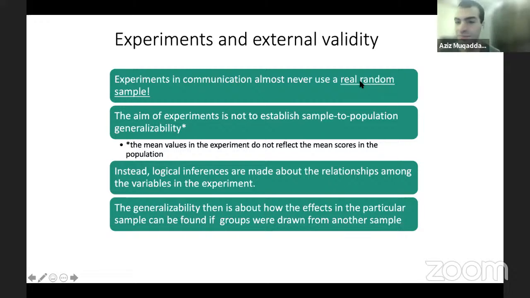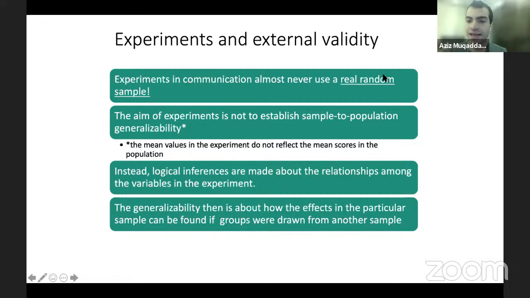Now, that leads us to talk about something related, which is the external validity of experiments. External validity is to remind you that the findings of the research could be generalized or applied to the outside world, right? And so we say there are two types of generalizability. You have population generalizability and you have theoretical or analytic generalizability.